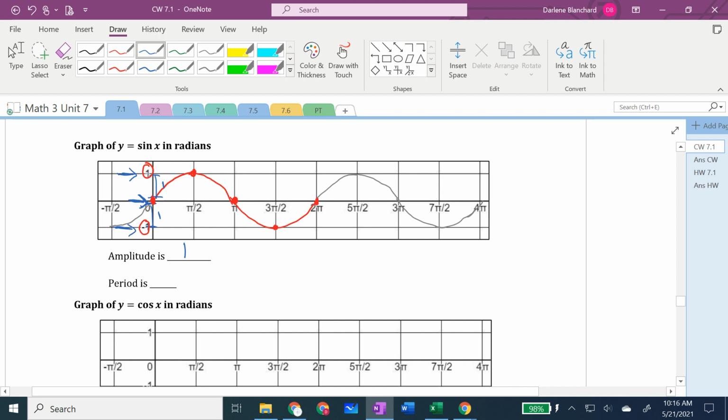The period is telling you the amount of angle measurement you need to go through a cycle. That used to be 360 degrees. Now it's 2 pi radians. That's the period of the parent graph. If you horizontally compress or stretch the graph, that will change the period. If you vertically stretch or compress the graph, that will change the amplitude.